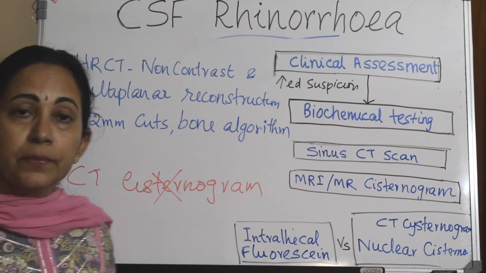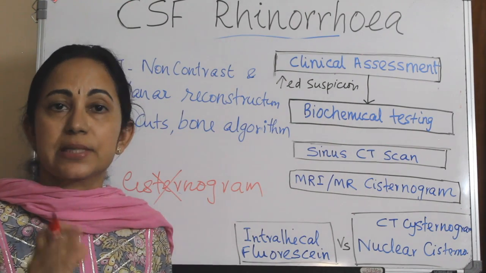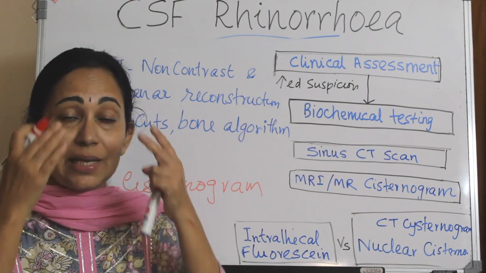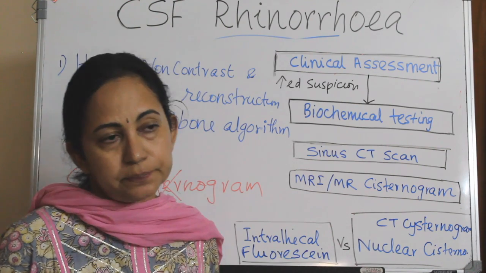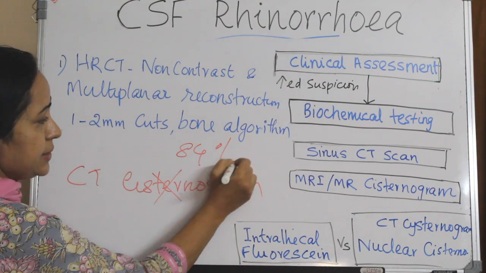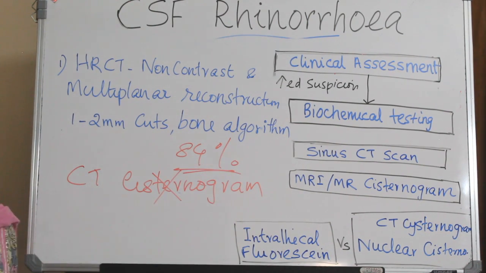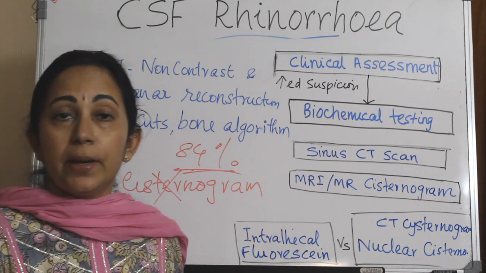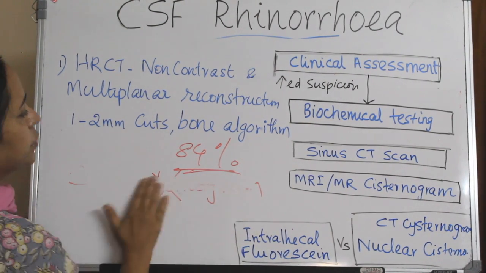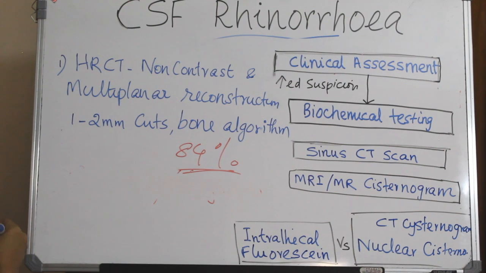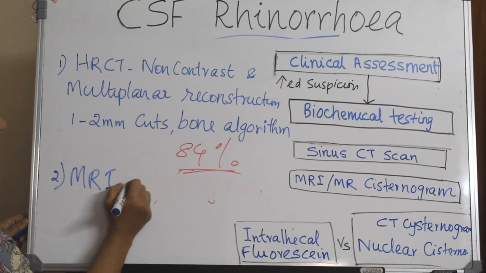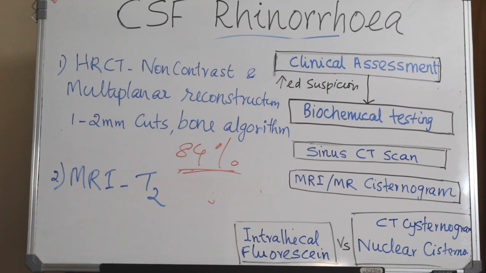algorithm. In the coronal cut you will get the skull base defect, and in the axial sections you get the posterior wall of the frontal sinus and also the sphenoid sinus. That is helpful in 84% of cases in a large series for identifying the site of leak. And MRI in T2 weighted image is also complementary to this CT scan. Okay, so MRI scan with the T2 weighted images.